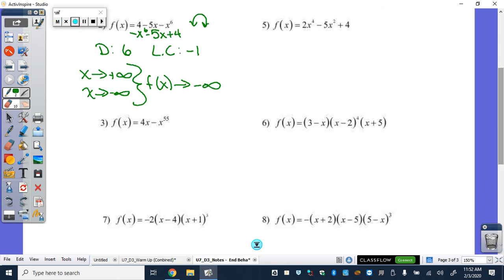All right, that third one, what's our degree? 55. So our leading coefficient, -1. So a negative odd function again, that means left side is going to be up, right side is going to be down.